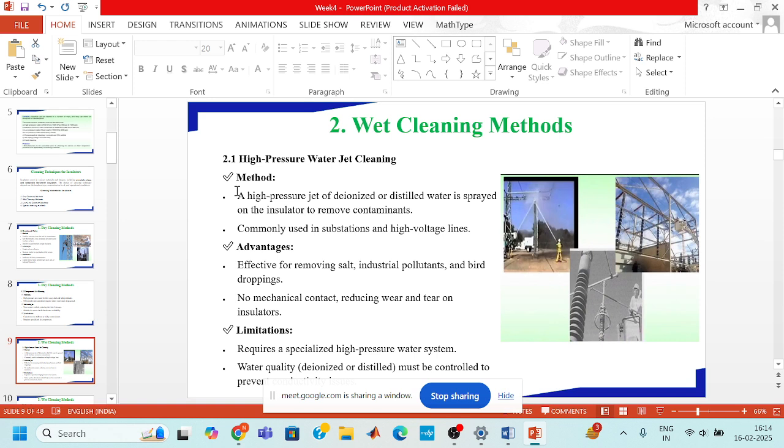The main advantage of this method is that it is very effective for removing salt, industrial pollutants, and bird droppings, and there is no mechanical contact, reducing wear and tear on insulators. It requires specialized high pressure water systems, and water quality must be controlled to prevent conductivity issues.